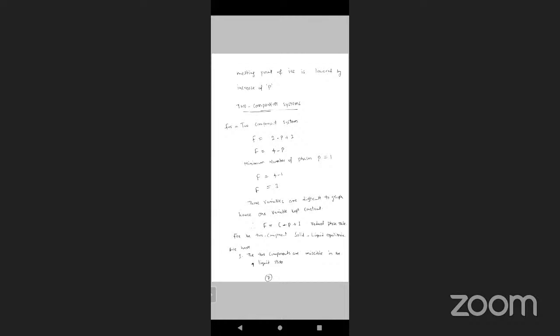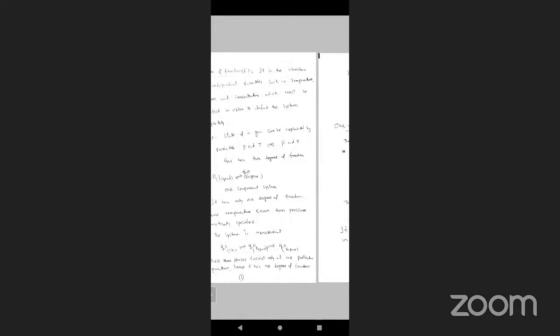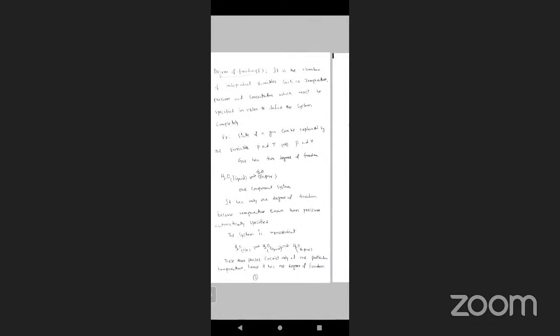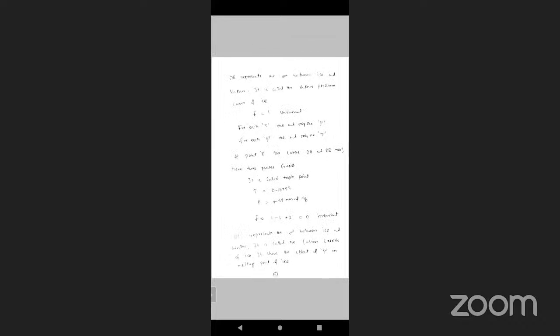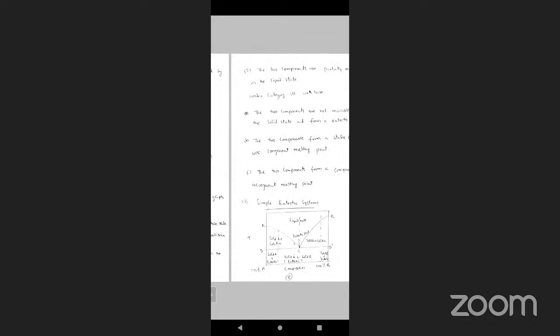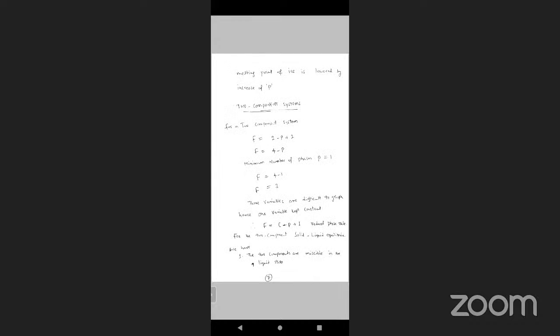Okay, is it clear up to here? Any doubt, anything you want to ask? These are very simple. Nothing, sir. Okay. So let us continue for other systems, that is two component systems.